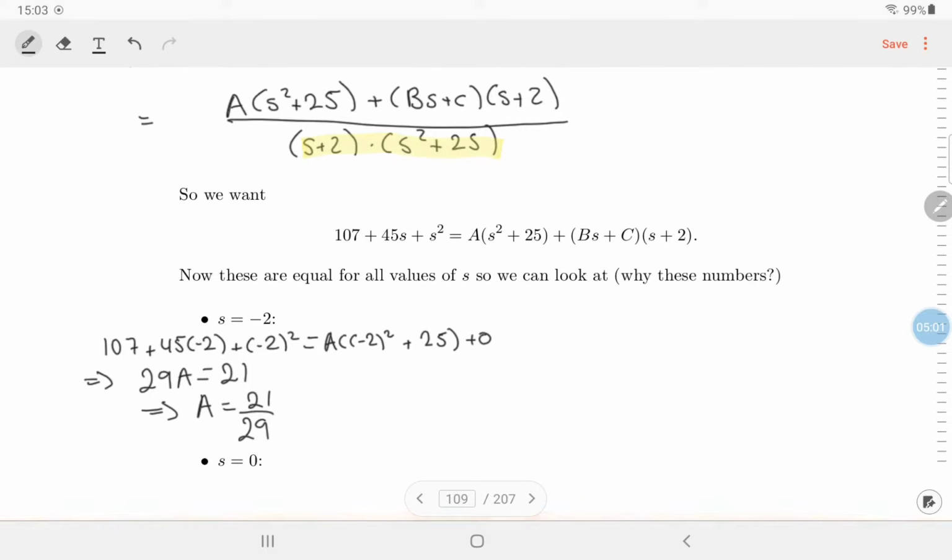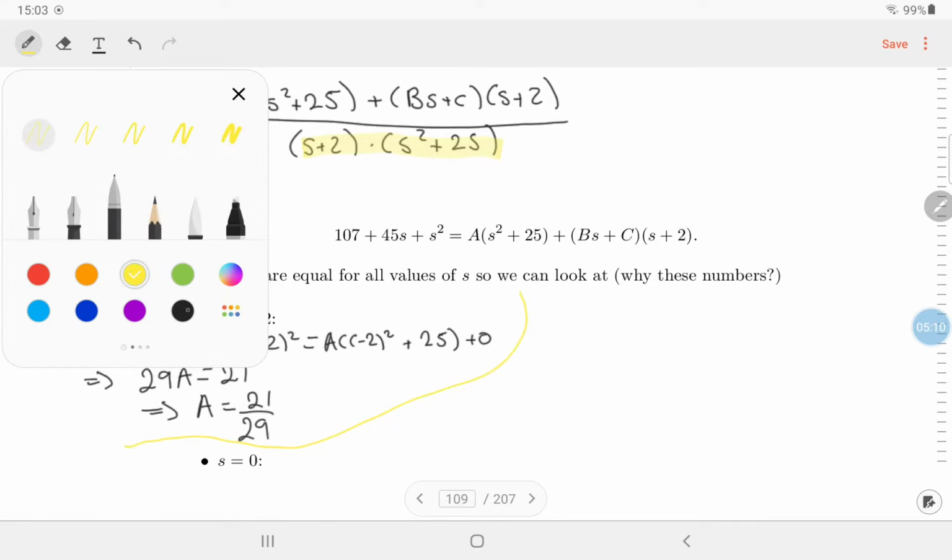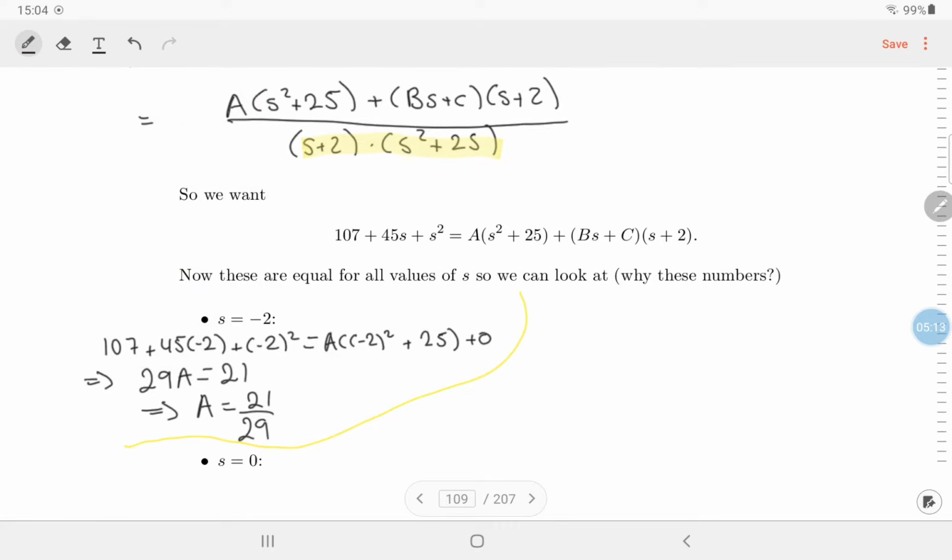Okay, so now we haven't got great space here, so hopefully you can do something similar to this. Now we're going to substitute in s equal to 0. Now the thing is, we can't kill anything else. You can't kill s squared plus 25 because that has no real roots. So s equal to 0 is the cleverest thing to put in. You get, say, 107 plus 45 times 0 is 0, plus 0 squared is 0. So I'll just put in plus 0, equal to a, which is 21 over 29.